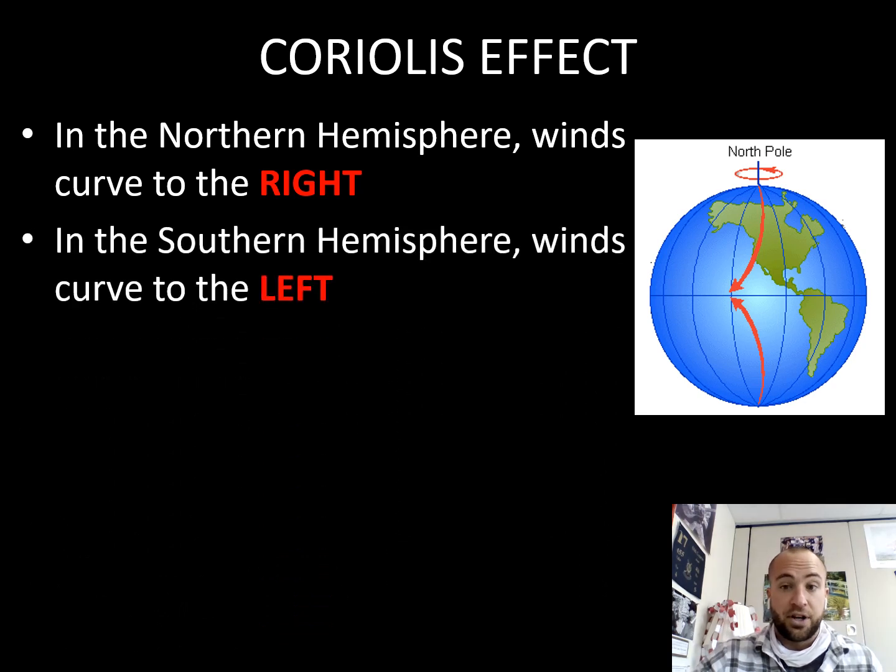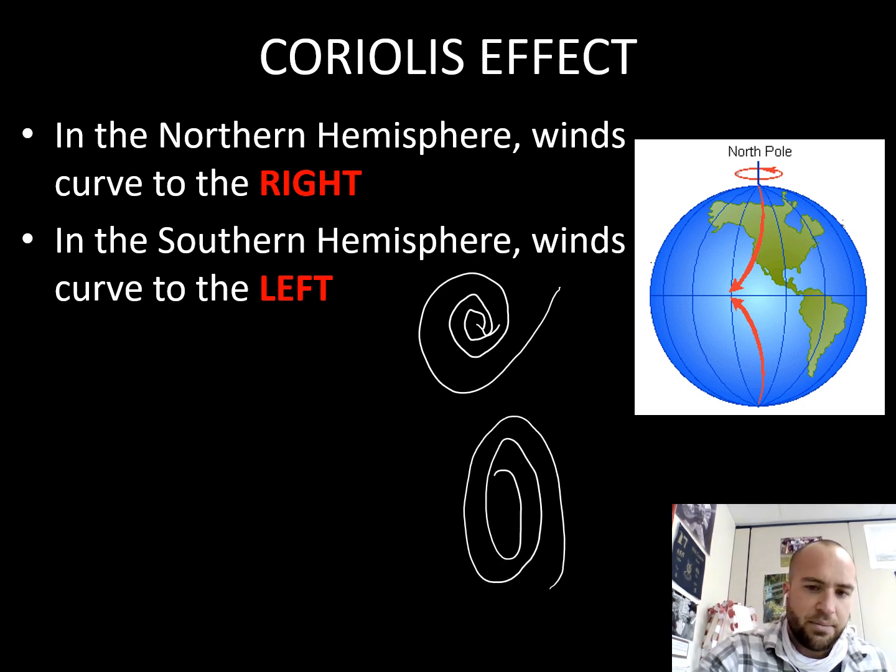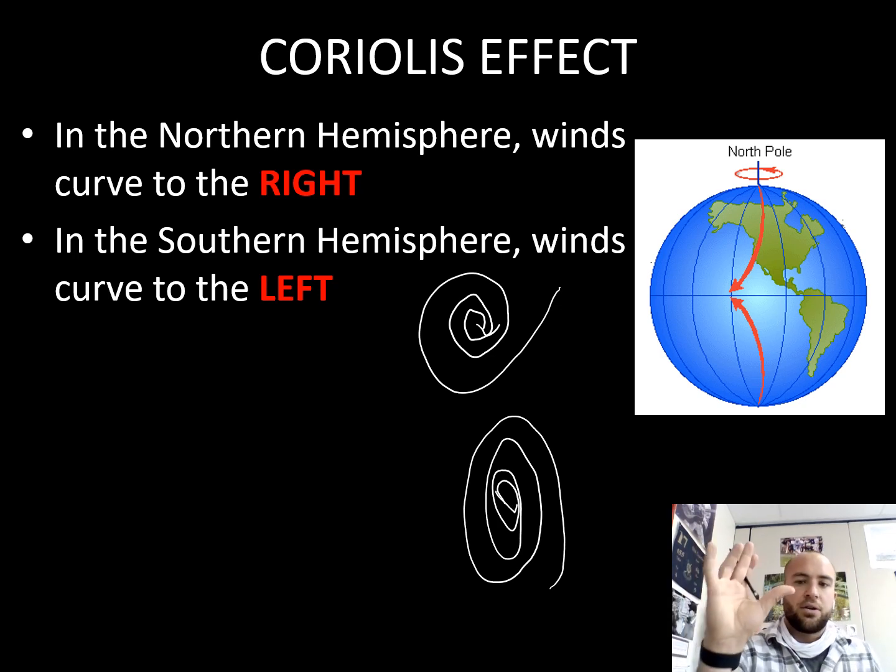And in the southern hemisphere, winds curve to the left. What I always think of is that it's hurricane season right now, and hurricanes in the northern hemisphere tend to always move in this direction. And that is due to the Coriolis effect. In the southern hemisphere, they rotate the opposite way because of Earth's constant rotation.